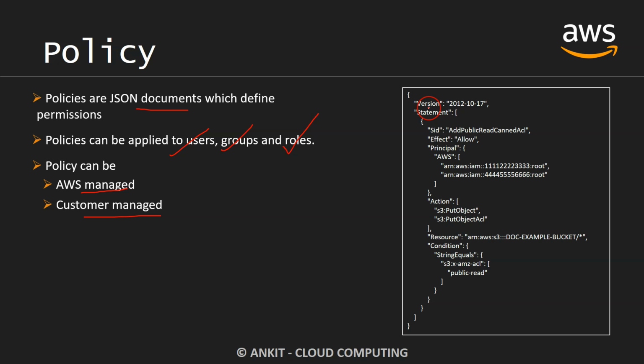Okay, so that's a very high-level idea about what users are, what the Identity and Access Management system is, groups, and policies. Now it's time to dive into our AWS Management Console. So that's all about this video, and in the next one I'll continue with the complete hands-on part of users, groups, and policies.